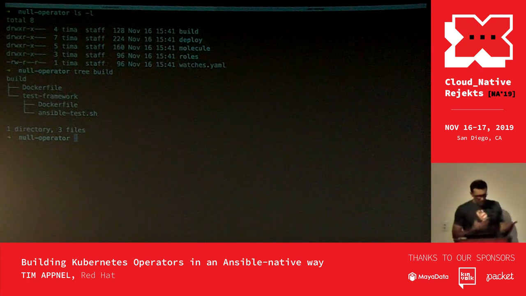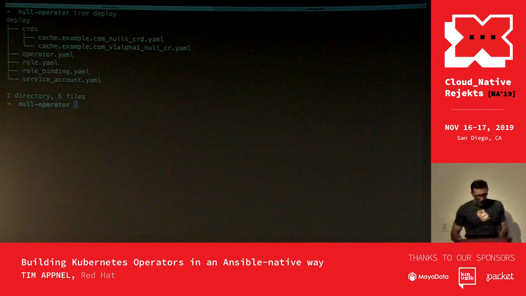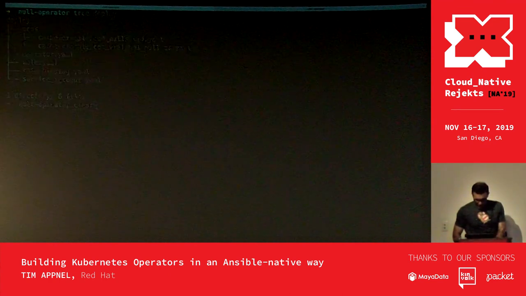So in the build, it generated a Docker file for me. It also created a Docker file for doing my testing and a little shell script that's there as a utility. Deploy gives you a whole bunch of manifest files that you can use with kube control to deploy your operator and set it up out there. So it's all very boilerplate type of stuff, just to help you get started and give you a basis for getting your work done. I'm going to skip over Molecule.